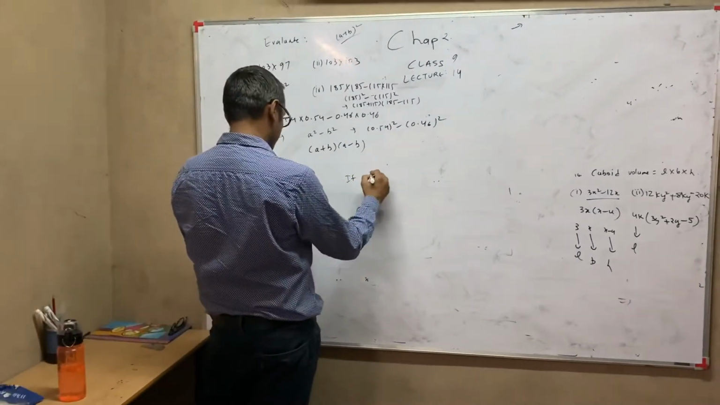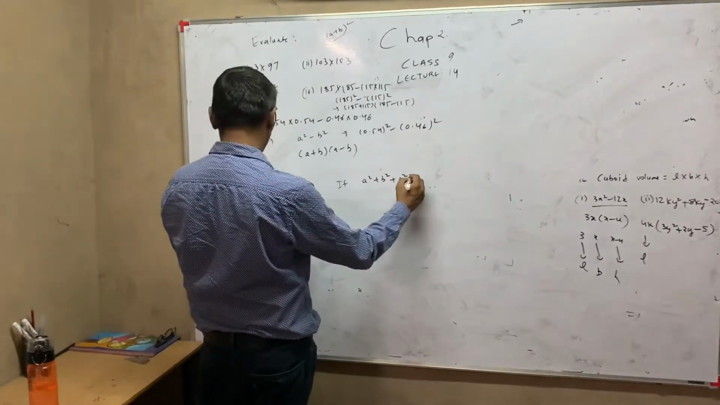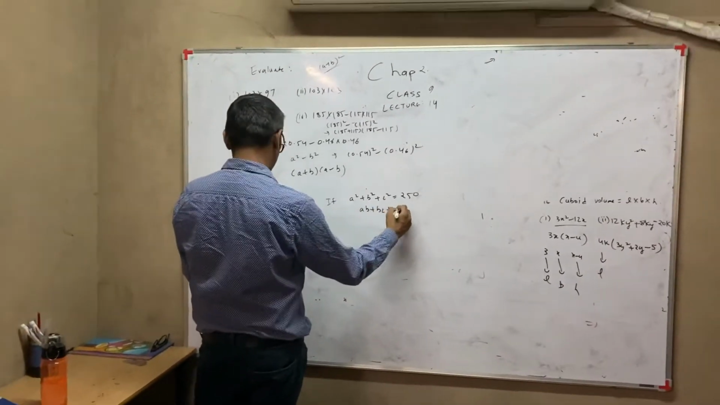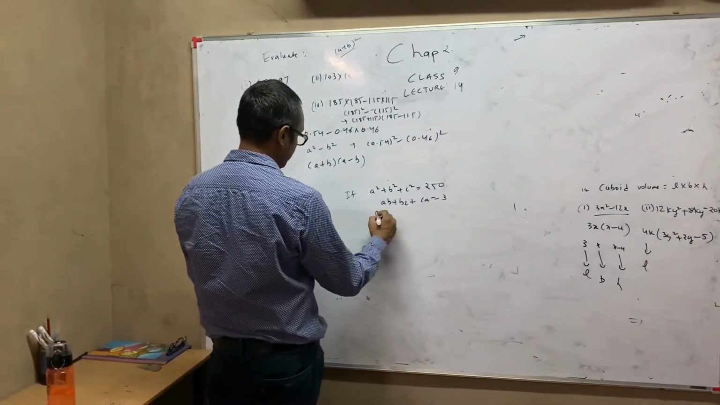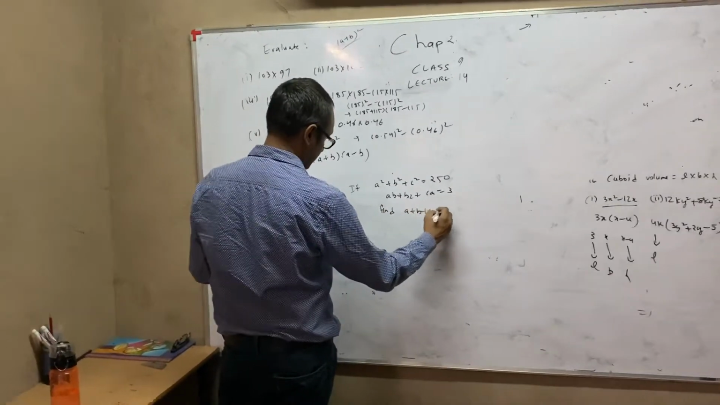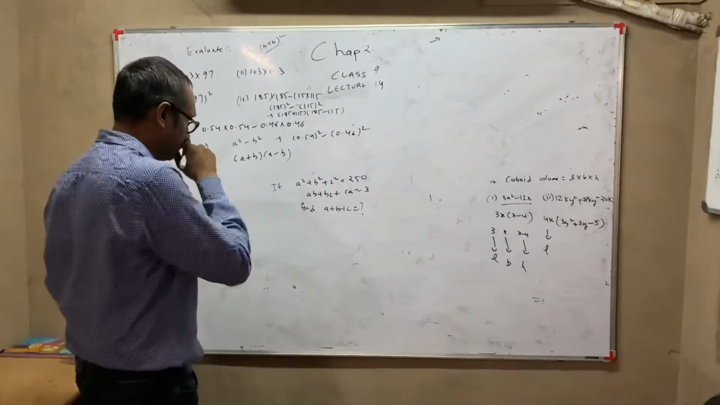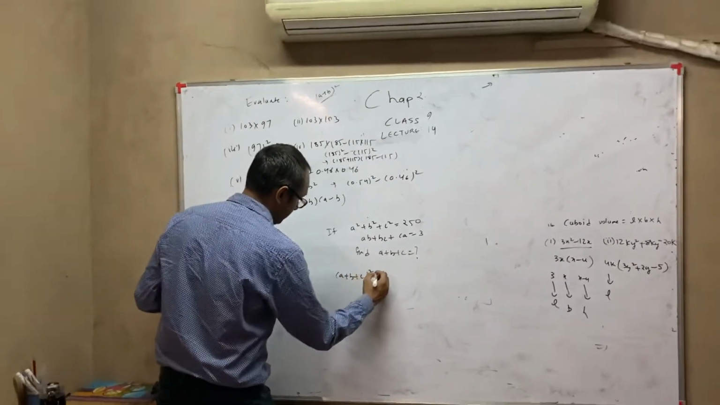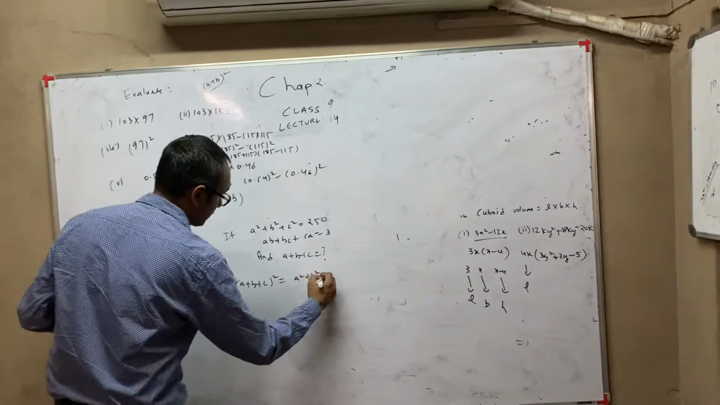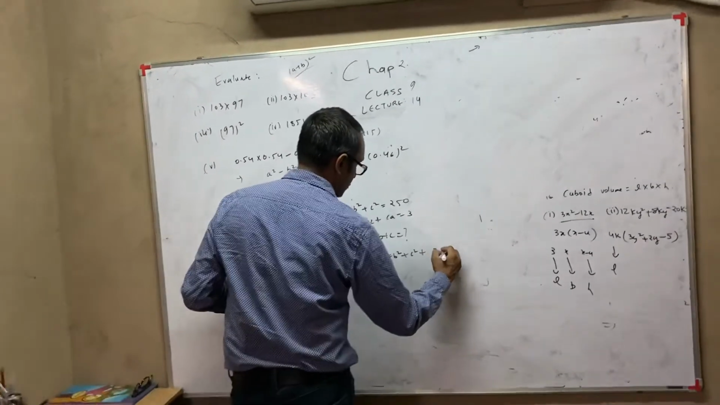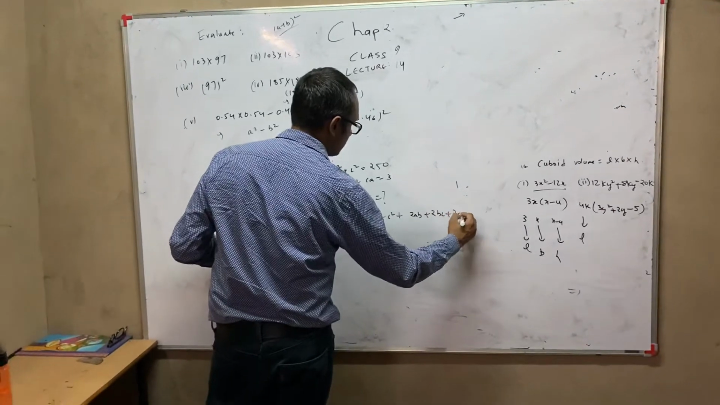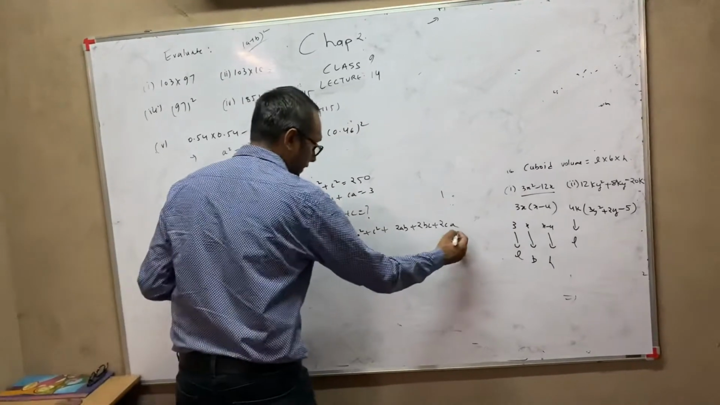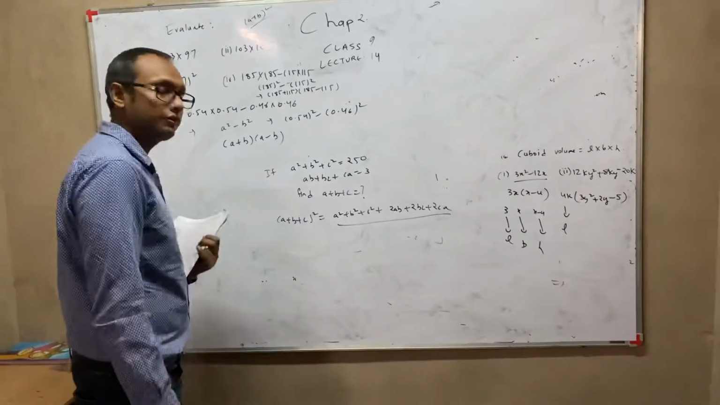It is given that a square plus b square plus c square is equal to 250, ab plus bc plus ca is equal to 3, find a plus b plus c. This value they have asked us to find. Now when I see this, I am reminded of this identity which we have done. a plus b plus c whole square is equal to a square plus b square plus c square plus 2ab plus 2bc plus 2ca. Now they have asked us to find the value of this. So somehow if I can calculate this value, then I just have to take the root of that.